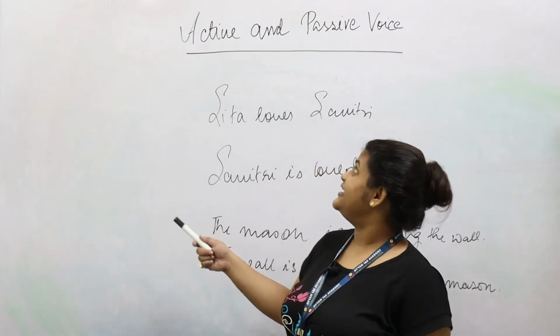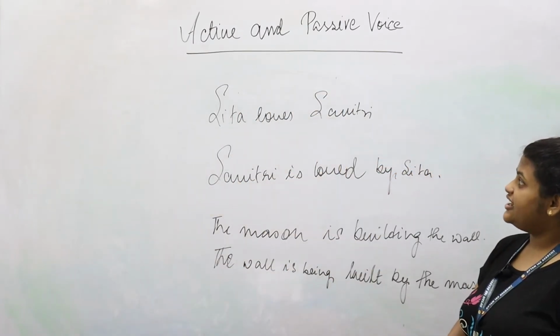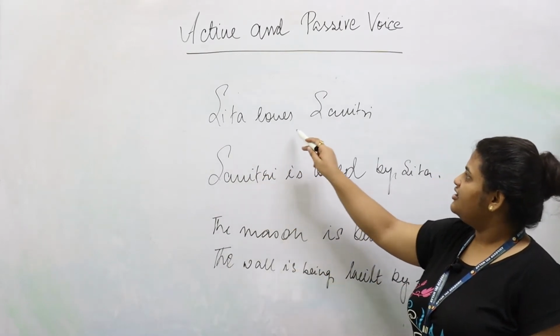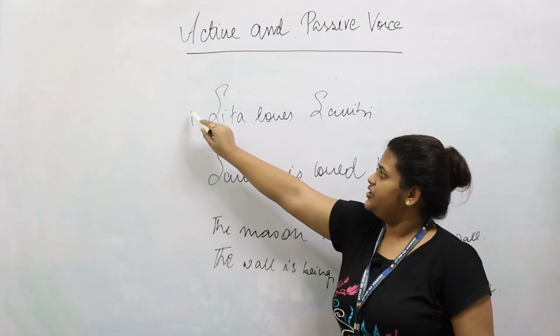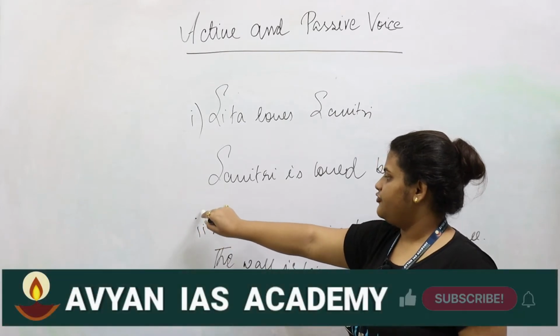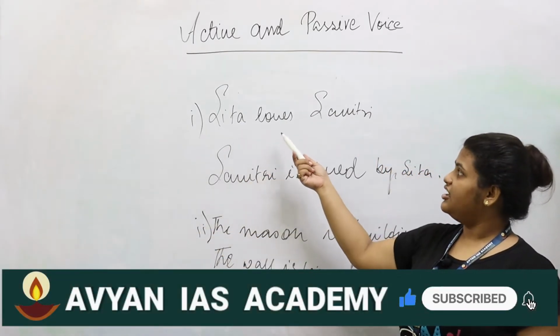Today we will be taking up active and passive voice. As you can see, I have written two sentences on the board. One says Sita loves Savitri. In fact, we are dealing with two sentences, both in active as well as passive forms. So the active sentence says Sita loves Savitri.